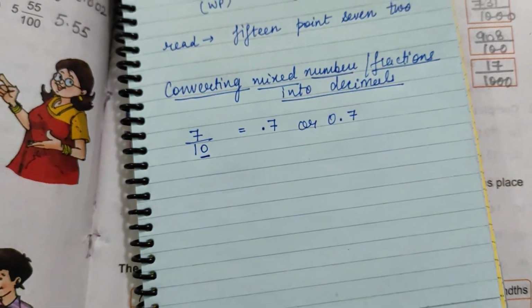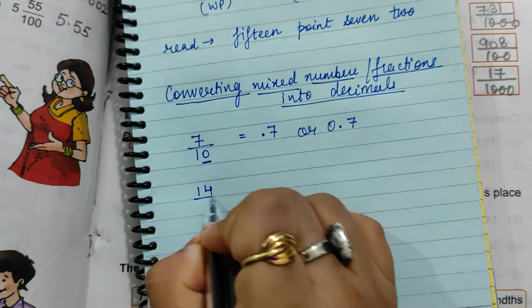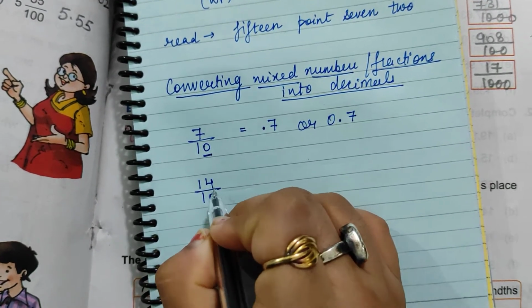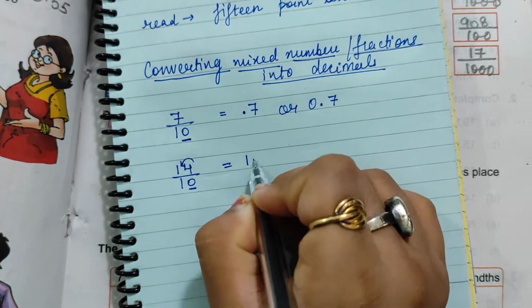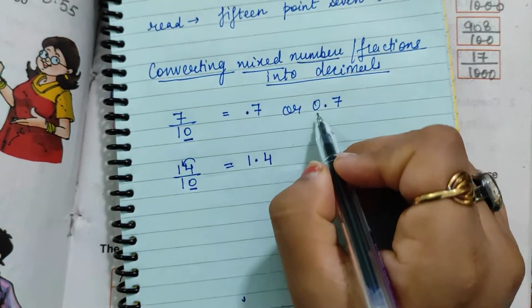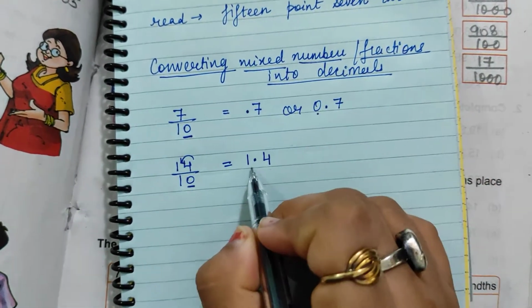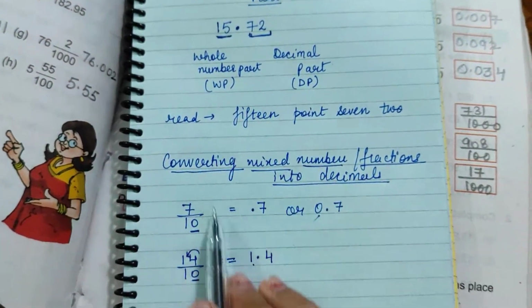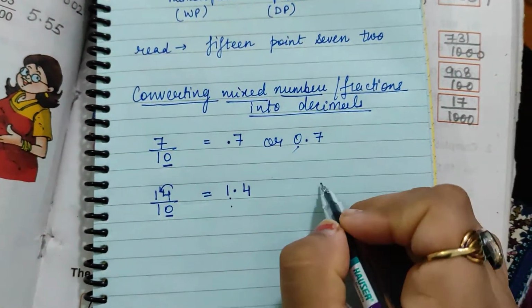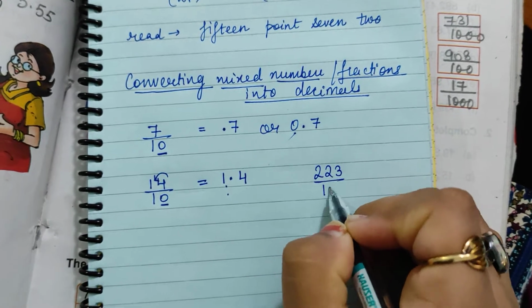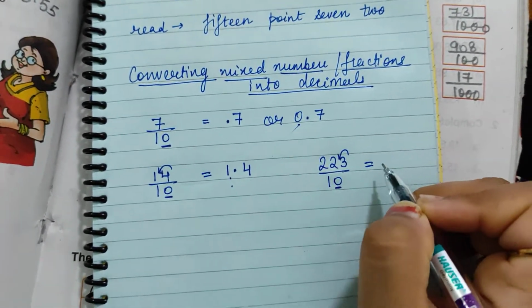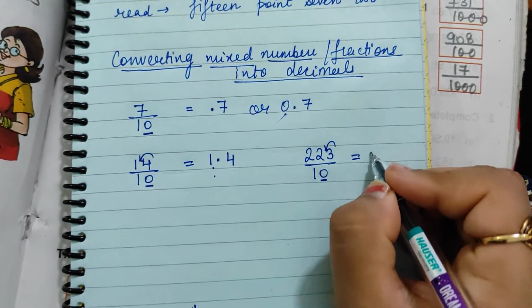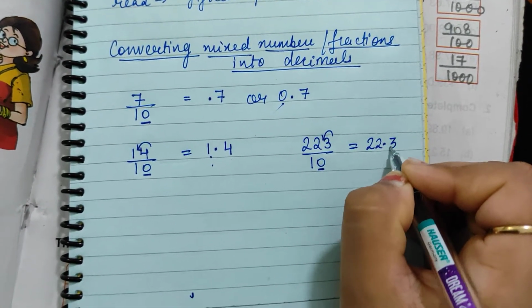Okay. Similarly, if I will see 14 upon 10. So here is 1 0. I will put the decimal after one place. So it will become 1.4. We will put 0 when we will not have any whole number part. If we will have whole number part, there is no need to put 0. Suppose I have given you 223 upon 10. So you will put the decimal after one place from the right side. Okay, so it will become 22.3.